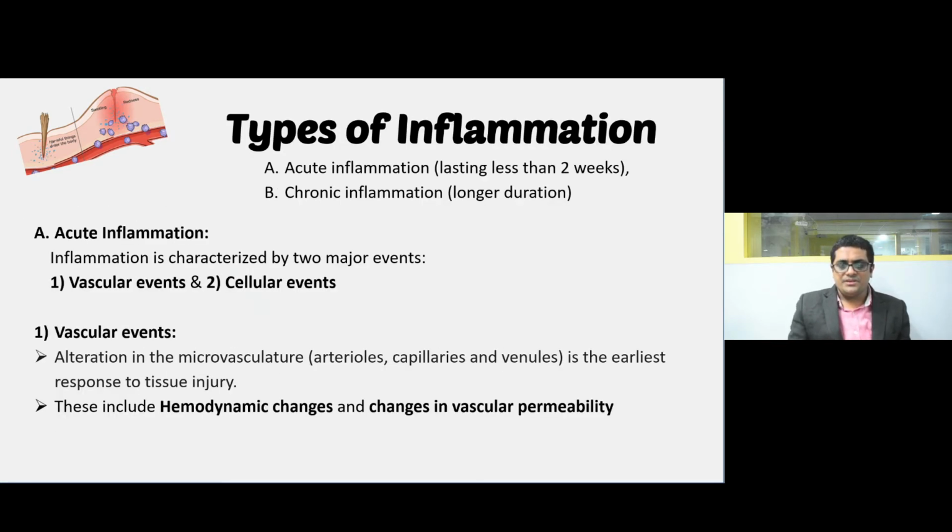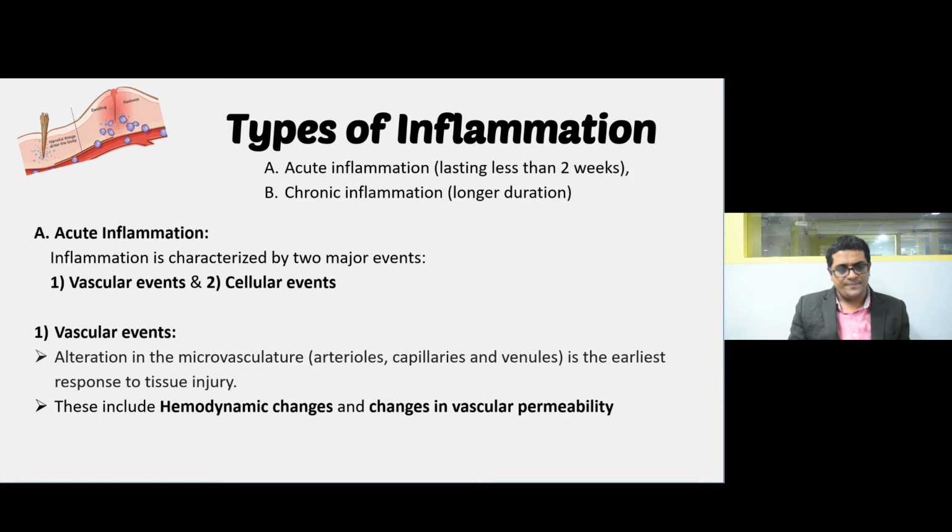Types of inflammation. There are mainly two types of inflammation: one is acute and the other is chronic inflammation. Acute inflammation lasts less than 2 weeks and chronic inflammation has a longer duration. Acute inflammation is characterized by two major events. One is the vascular event, which takes place inside the blood vessels, and the second one is the cellular event, which takes place in the tissue.